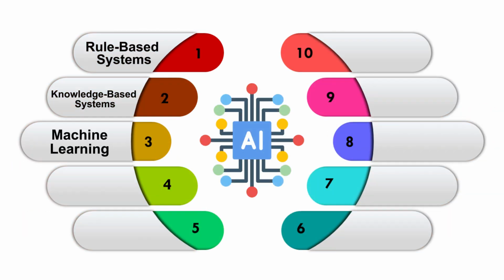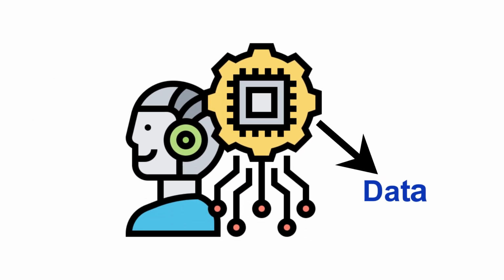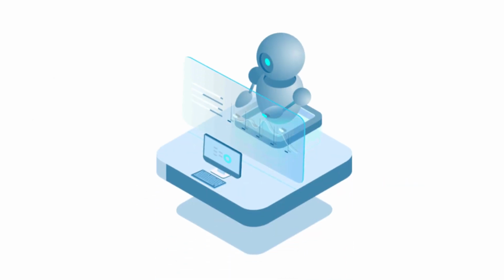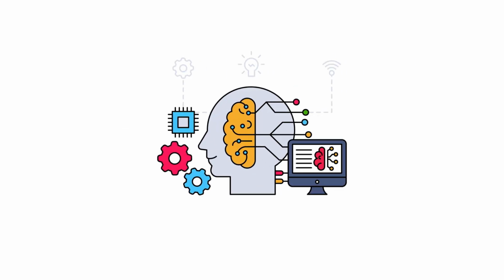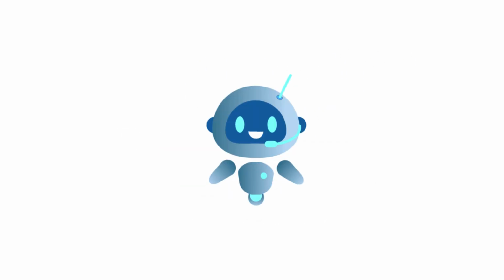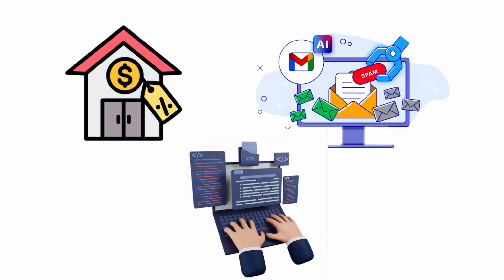Stage 3 was machine learning. In simpler words, systems that learned directly from data. Instead of encoding every possibility, algorithms like linear regression and decision trees uncovered patterns themselves. This was a turning point. For the first time, AI could adapt. Given enough examples, it could predict housing prices and filter spam emails without anyone hand-coding every case.